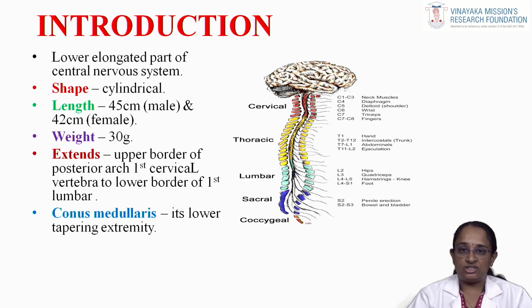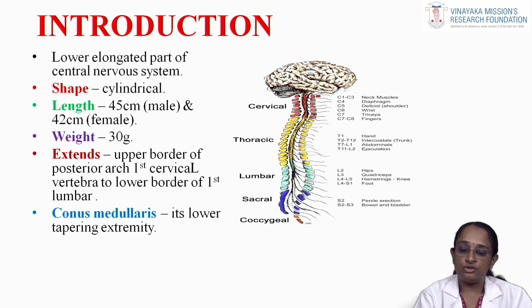Then the extension. As we all know, from the base of the brain the vertebral column starts. Vertebral column means the first cervical vertebra to the lower coccygeal vertebra, C1 to CO4. It is written here that the spinal cord extends from the first cervical vertebra up to the first lumbar vertebra.